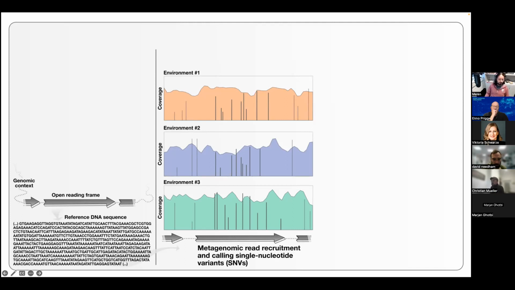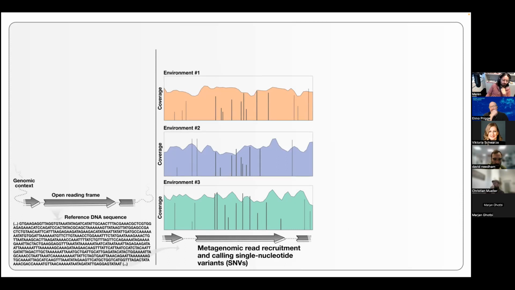So these variants can, of course, help us quantify selective pressures the population experiences in theory across spatial or temporal scales. And people have been doing similar things for about 2 decades now, looking at metagenomes and being able to recover SNVs, single nucleotide variants, and then go from there to understand what is really going on.